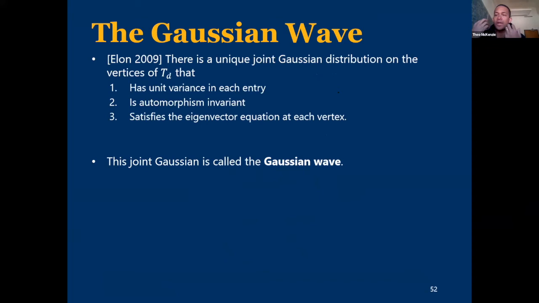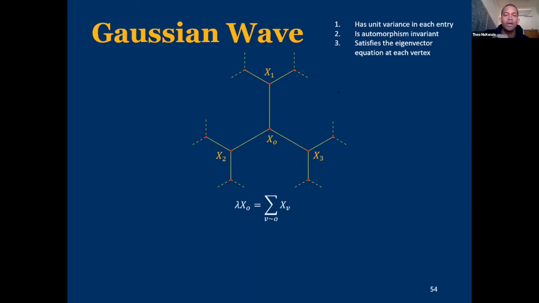The way we should be thinking about this is that we're already quite restricted, because we want Gaussian behavior and we want an eigenvector to satisfy the eigenvector equation. Elon showed in 2009 that there is in fact only one joint Gaussian distribution that has all the properties that we want. This is called the Gaussian wave. As an example, let's think about what we want the covariance of two neighboring vertices, X0 and X1, to be. To satisfy the eigenvalue equation, I certainly need X origin to equal the sum of its neighbors times lambda.